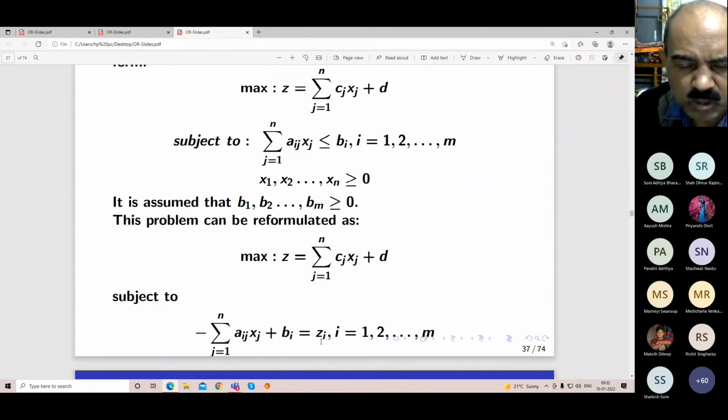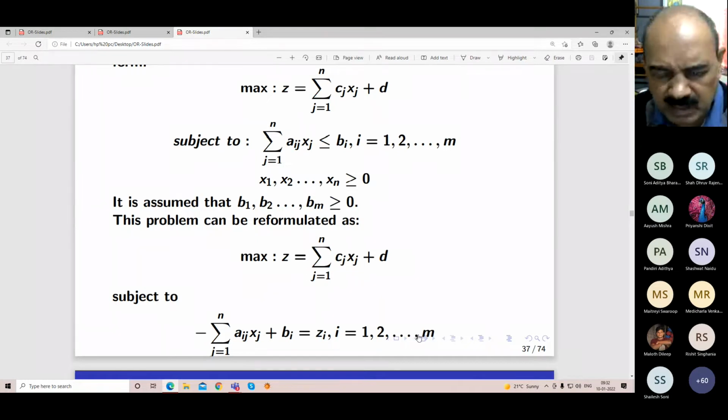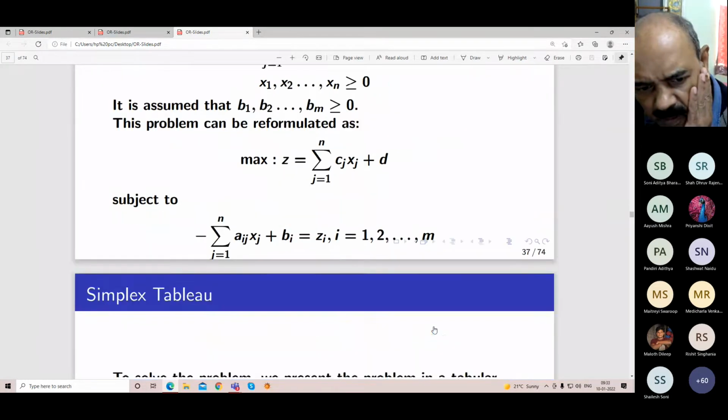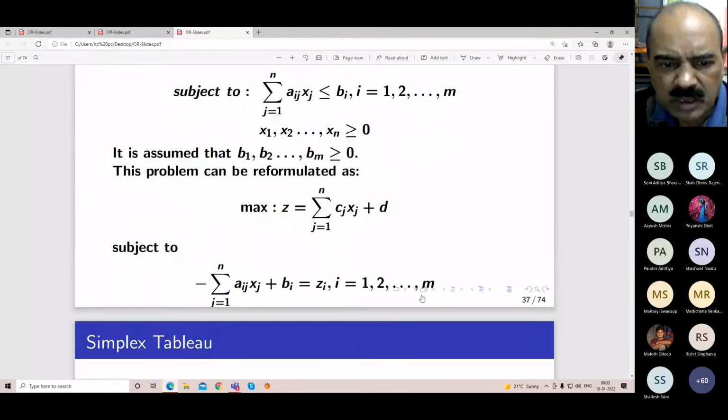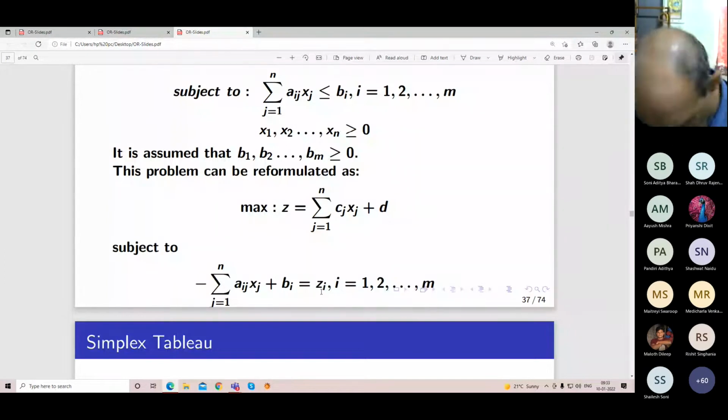Why are we writing in this form? The reason is, if you set all of x1, x2, xn to 0, then our zi becomes bi. Since bi is non-negative, this zi is also non-negative. This is our basic variable, where i varies from 1 to n. Can I write in this form? Please verify and tell me. Yes, sir. These z1, z2, whatever we are writing, are all non-negative.